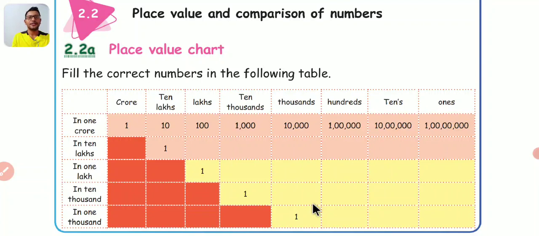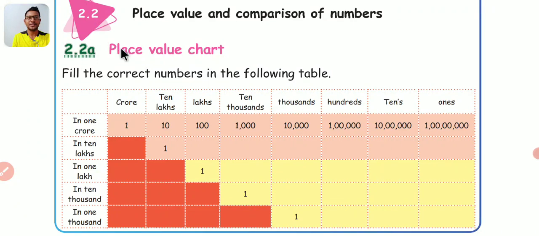Now we are going to learn 5th standard maths, unit 2, Numbers, part 2 video, okay? Here we have place value and comparison of numbers. Place value chart. You already know what place and place values in numbers are, okay? Ones, tens, hundreds, thousands, lakh, 10 lakhs, crore, 10 crores, these are all places. That is the thing we are going to learn here.